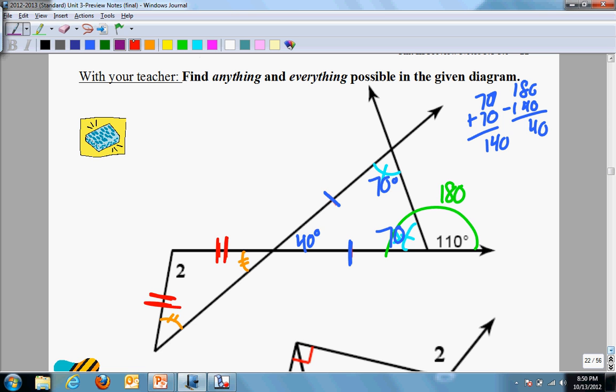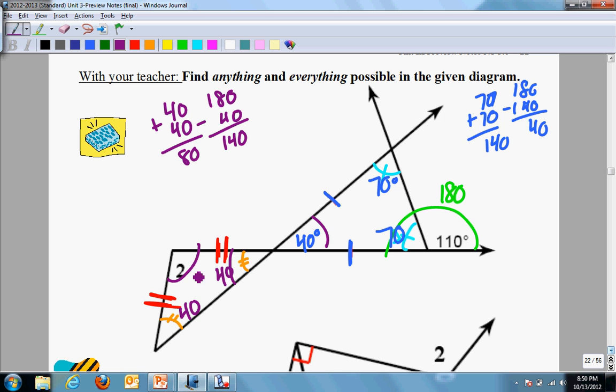Well, note we have a couple of vertical angles, or bow tie angles, so if that's 40, this is 40. Note the hatch marks. If this is 40, over here this is 40. So I'm going to add 40 plus 40 equals 80. Take 180 minus 40, and of course we get 140. So this angle right here is 140. So just by noting what angles are equal, we can find everything.